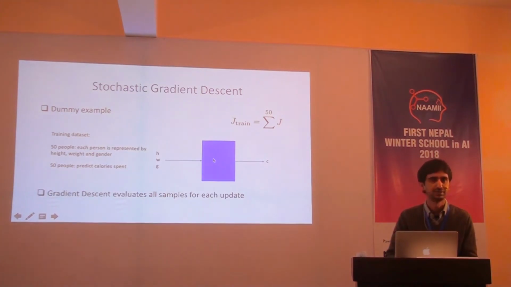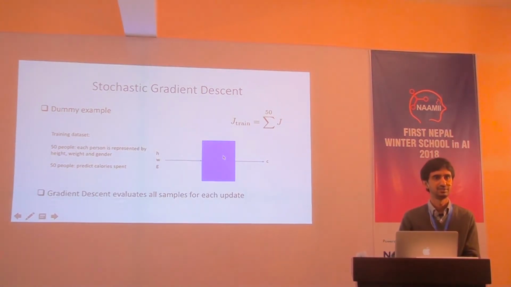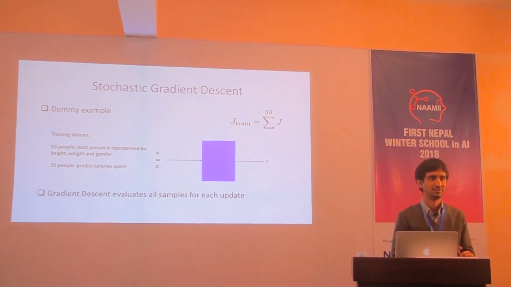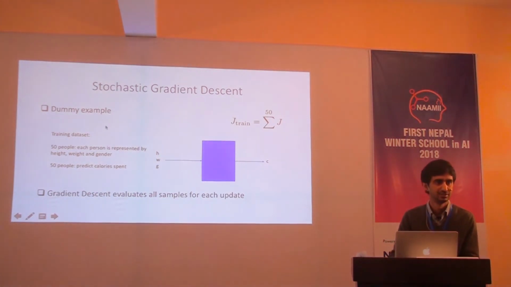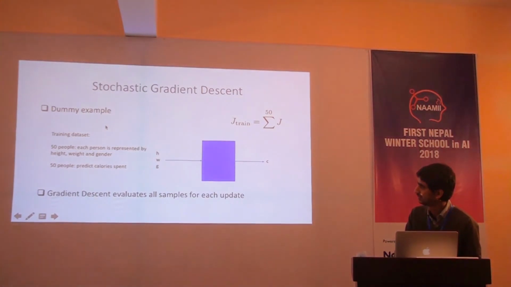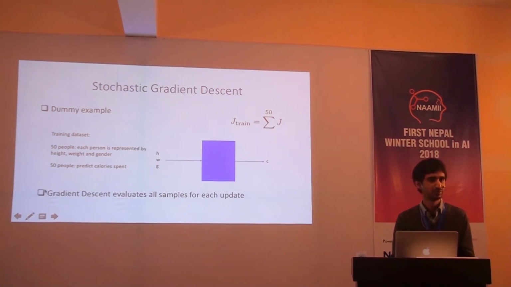So imagine training a deep network where you have, let's say, 1 million images. If you want to update once, you would have to evaluate on 1 million images every single time if you do gradient descent. And that's going to take a while. So you don't usually use gradient descent as such in networks. Gradient descent evaluates all samples for each update. So what could you do? What else could you do?